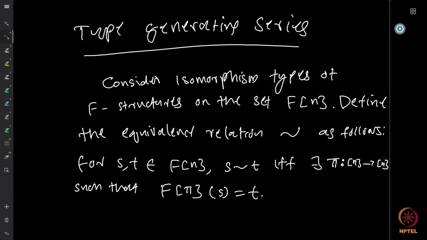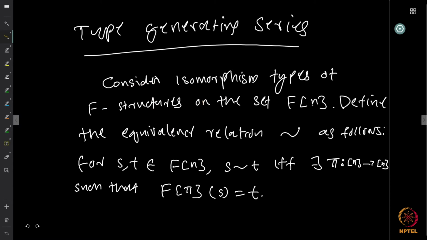When I talk about graphs on the set 1, 2, 3, 4, you will have several graphs, but several of them could be isomorphic. Now I don't want to count all these isomorphic things separately. I want to just find out how many different inequivalent structures there are. So for that, I can consider the isomorphism class, the isomorphism types of F structures, species F structures on the set, let's say F of n.